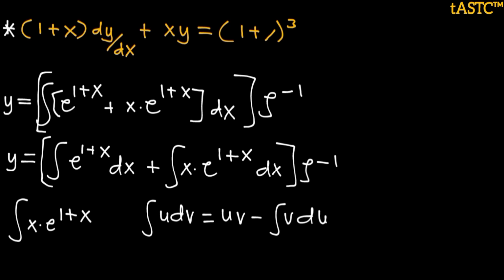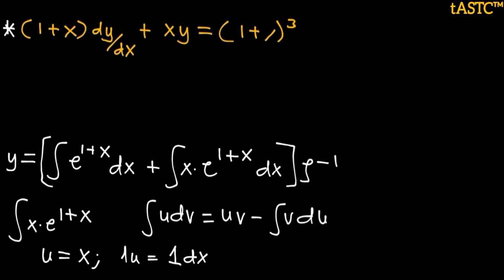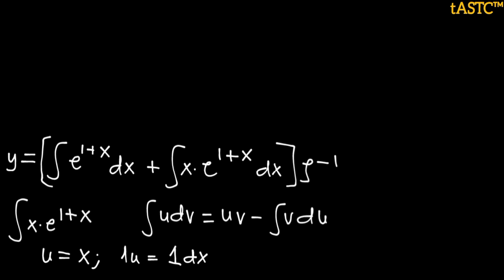So in this case, we're going to make u equal to x. And so du is obviously going to be equal to 1. That will be 1 dx, because we should have du/dx equal to 1, which is the same thing as du equal to 1 dx. So I'm going to take these out also. Now we have to work this. So we're going to have dv is equal to e to the 1 plus x dx.